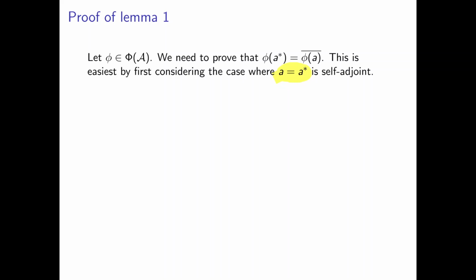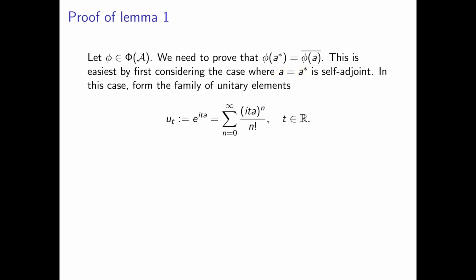So let's do that and form this family of unitary elements, which we denote by u sub t here, which we define to be e to the power of i times t times A. Now, this expression here, this exponential function, is of course well defined as this power series here. And this power series is absolutely convergent, so there's no issue whatsoever. We can define this element, no issues whatsoever.